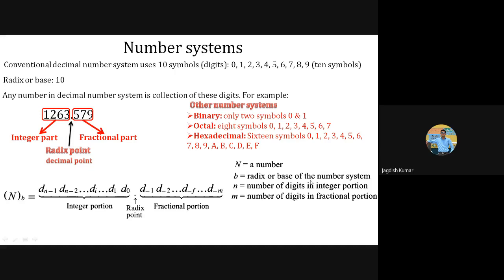Correct? Here, m represents the number of digits in the fractional part. For example, here we have digits like D minus 1, 2, 3, 4, and so on up to m. So the total is m because we are already beginning from 1. Now you may ask why it is minus 1. We will talk about this shortly. It is something like place value.